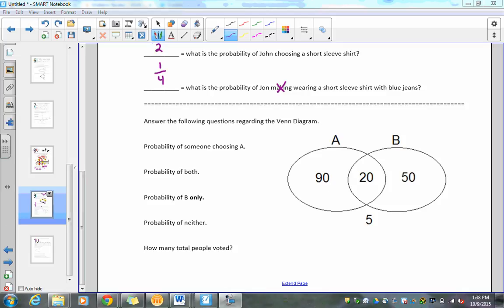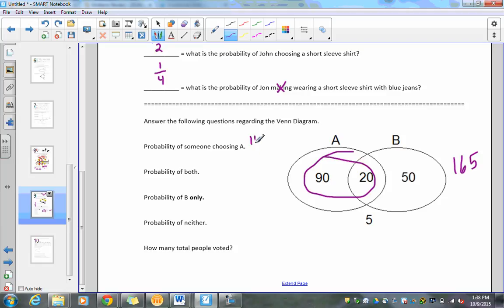First off, how many total people were surveyed in this particular problem? It was 165. So what is the probability of someone choosing A? Well, remember, this is my A circle. That's a grand total of 110 over 165, and I'm going to let you reduce. What is the probability of choosing both? Well, both is this 20 here, so that's 20 over 165, and I'll let you reduce on your own, just trying to save time here.